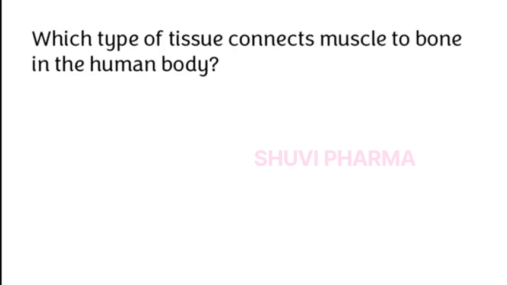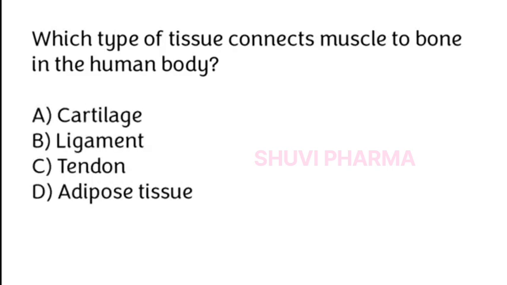Which type of tissue connects muscle to bone in the human body? Cartilage, ligament, tendon, adipose tissue. The correct answer is option C. Tendon connects muscle to bone in the human body.